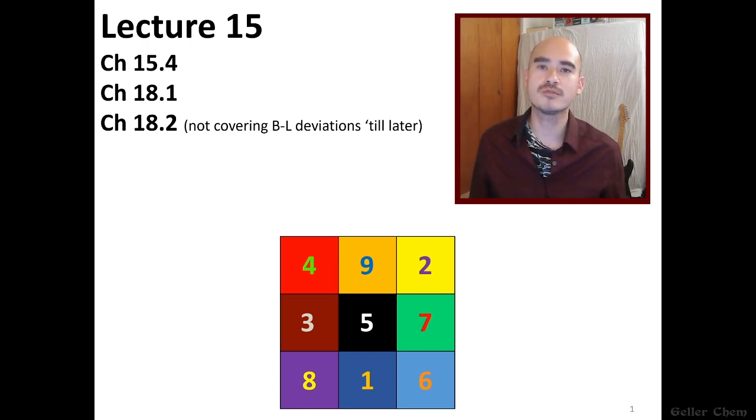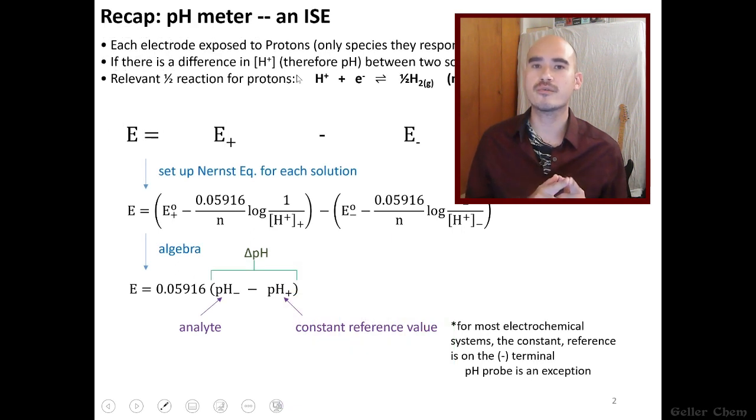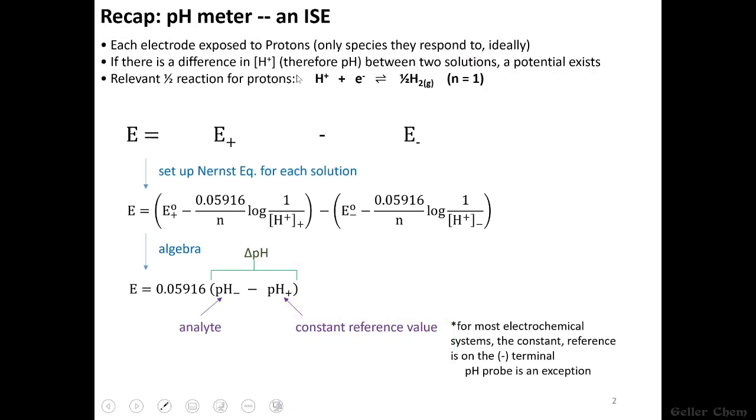Some of you have probably used one in a lab before, and it ties in nicely to our prior unit of acids and bases. So let's quickly recap what we covered and then go further with it. What we learned about the pH meter or pH probe is that it's a device that consists of two electrodes, each of which is exposed to a solution containing protons. Ideally, this probe is designed so that each electrode only senses protons in solution, and voltages that are generated are based solely on that species and nothing else.